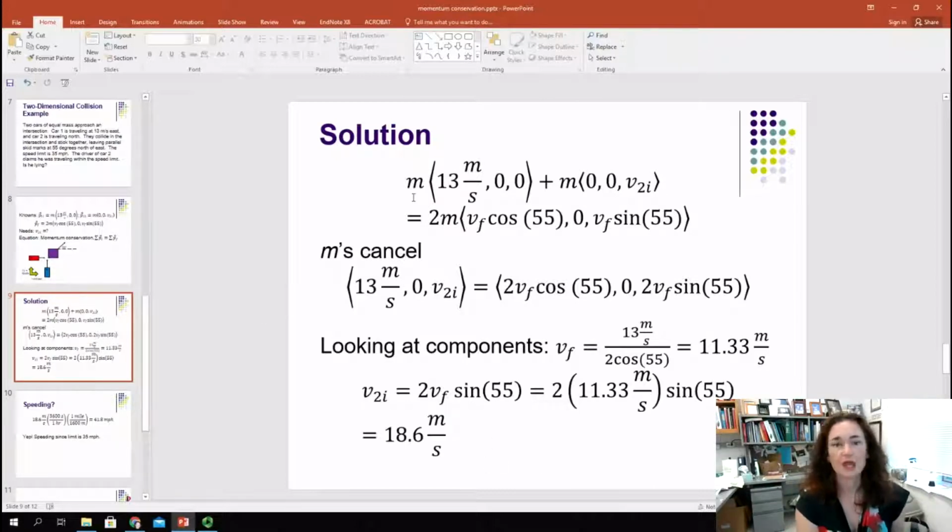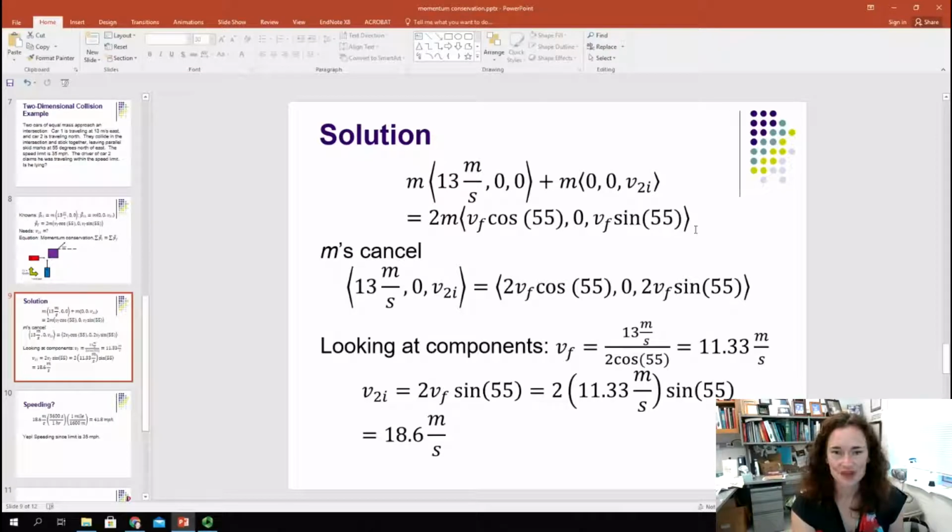So here we go. M times (13 meters per second, 0, 0), plus M times (0, 0, V2 initial). Those are the two vectors that I'm summing for the initial momenta. And that equals the final momenta. In this case, I just have one term in my final momenta summation, which is 2M times (V final cosine 55, 0, V final sine 55).